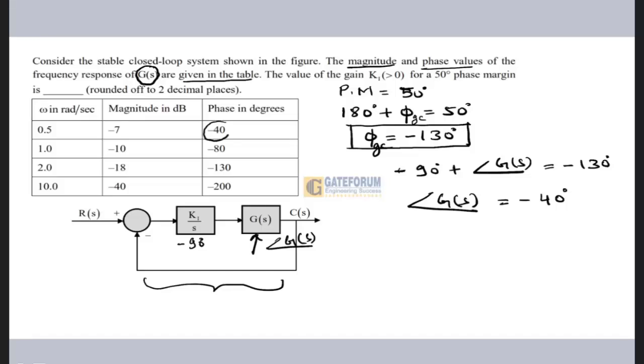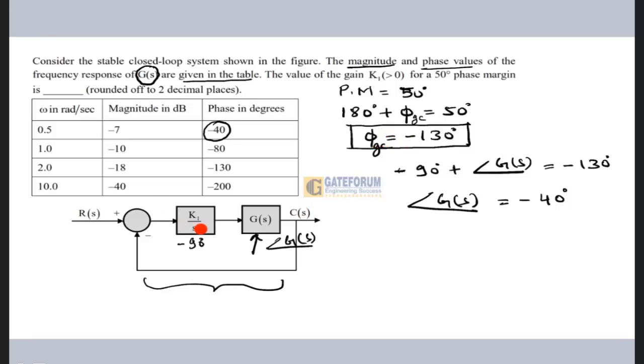Okay, most of the students will mark it as minus 130. So corresponding to minus 130, they will consider that the gain crossover frequency will be 2. No, this particular table is given for GS only, but I have to calculate the angle of GS, because whatever phase margin they have indicated is for the overall system. So the phase at gain crossover frequency that I'm getting here is for the overall system.